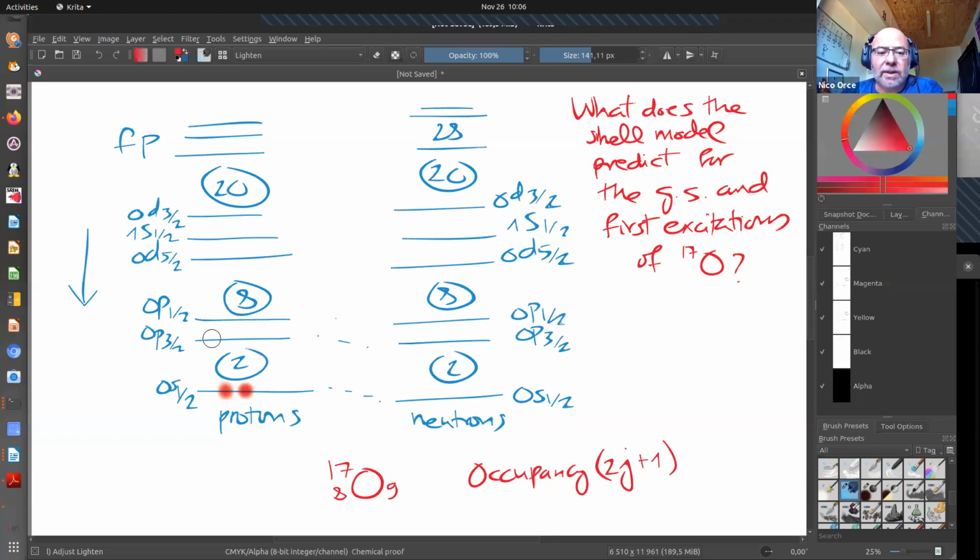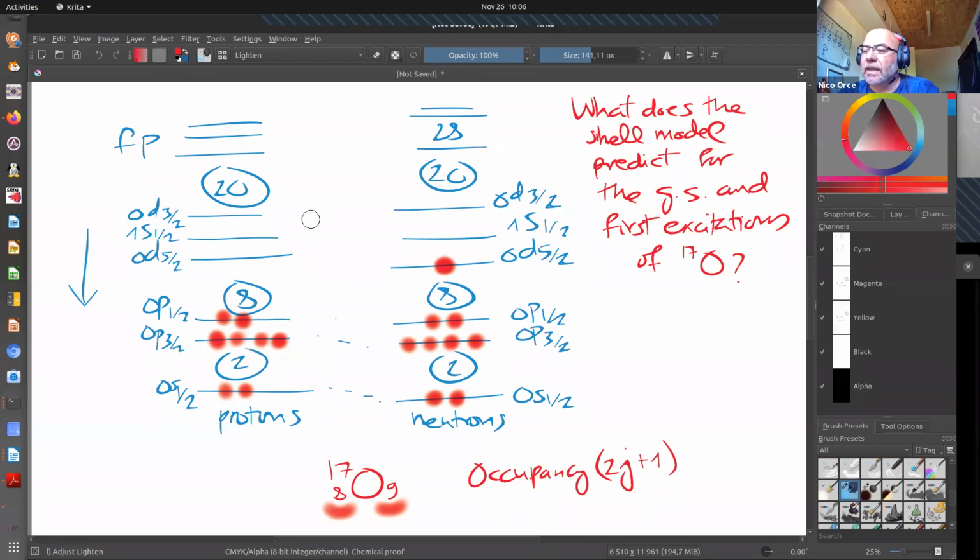Then we say that this was 4: 2J plus 1, 2 times 3/2 is 3, plus 1, 4, 1, 2, 3, 4. Then here's also 1/2, 2. And that's for 8 here, right? And now we need 9, and we keep building 1, 2, 3, 4, 6, 7, 8, and one particle here, 9. Right?